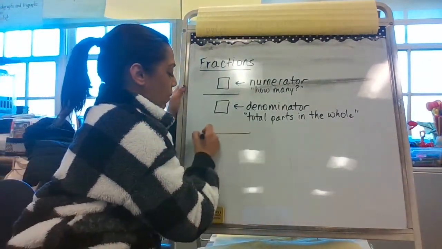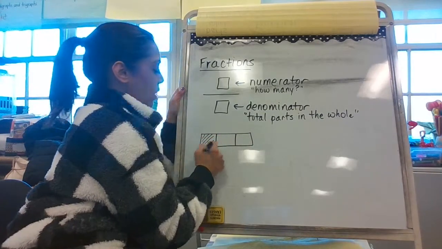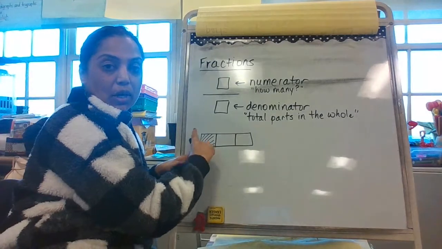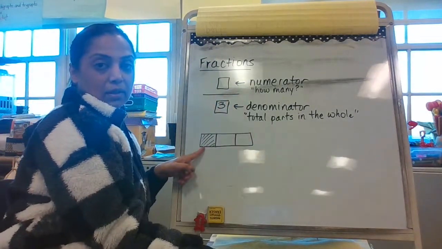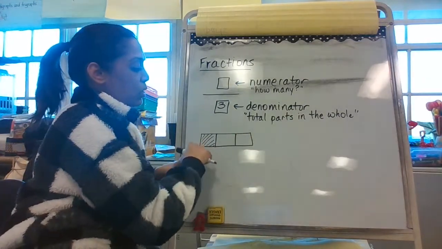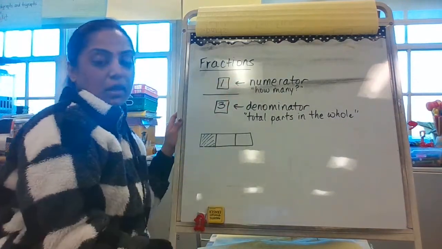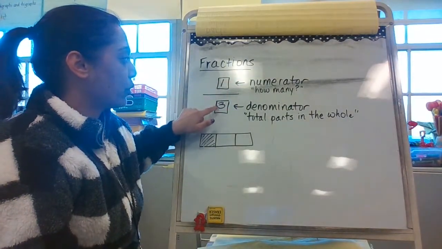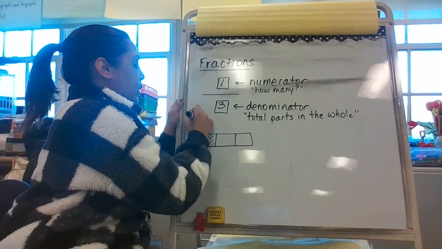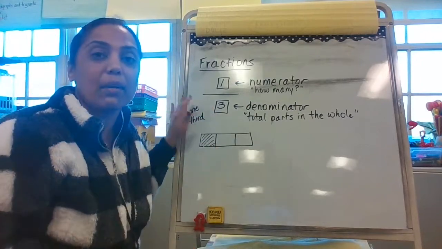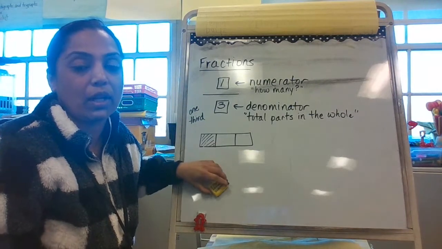If I have a bar model like this, and I'm focusing on this one part right over here. First of all, I need to know in this one whole, there are 3 total parts. That's my denominator. 3 total parts in this one whole, okay? Focusing on this one part, that would be my numerator. So it's 1 out of 3, okay? And so this fraction is known as 1/3. That's really important to know how to name a fraction and what the different parts are. So that's part one. That's something that we learn in the classroom.